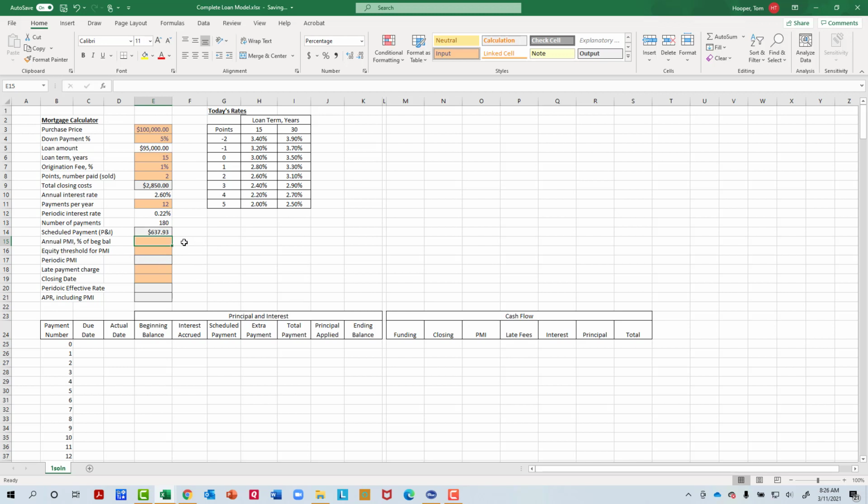There's another nuance that happens with home mortgages: annual private mortgage insurance as a percentage of the beginning balance of the loan.